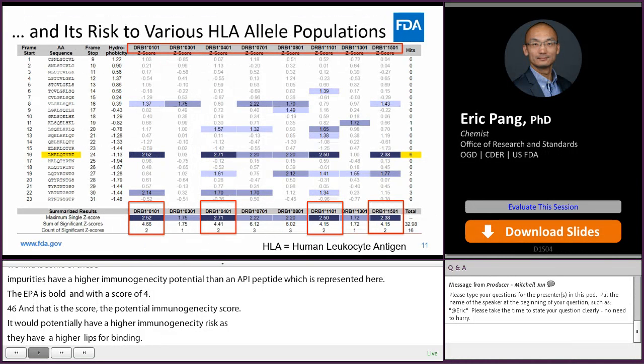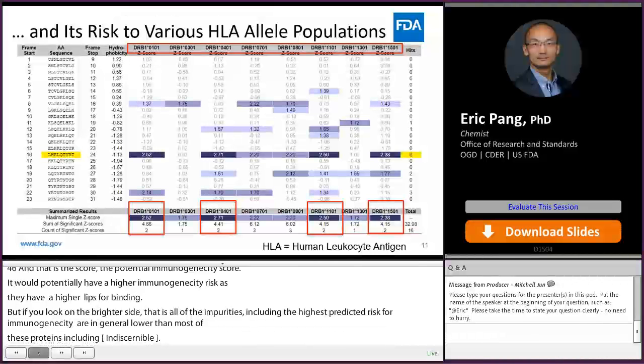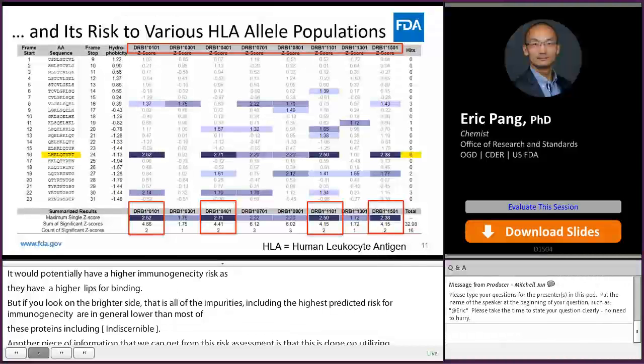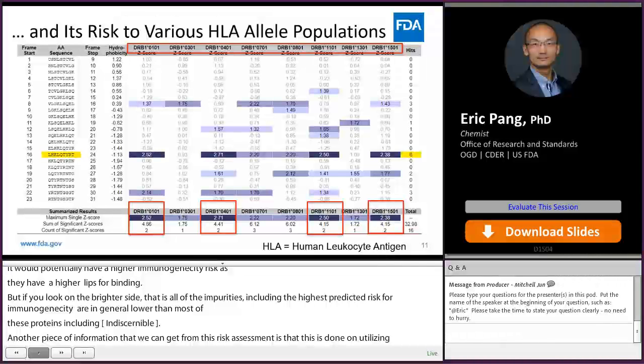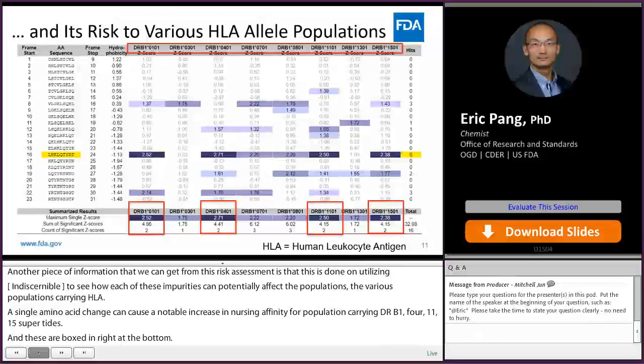Another piece of information that we can get from the in silico immunogenicity risk assessment is this, which is done utilizing EpiVax's immunoinformatics system, to see how each of these impurities can potentially affect various populations carrying HLA supertype alleles. So in this example, a single amino acid change at position 23 can cause a notable increase in MHC affinity for populations or subpopulations carrying DRB1, 4, 11, 15 supertypes, and these are boxed in red at the bottom. And also a slight elevation in affinity in DRB7 and 8.